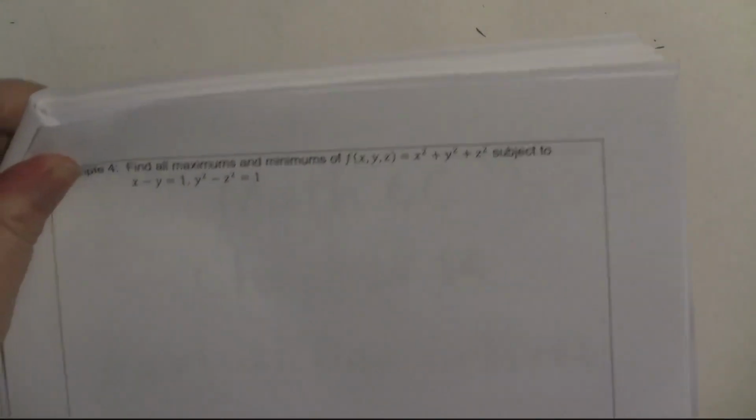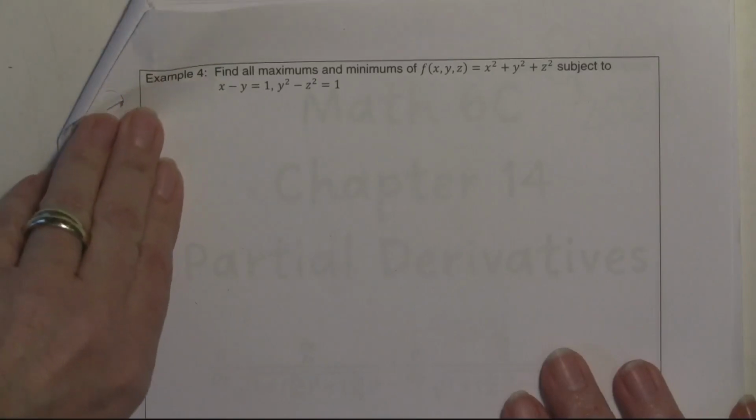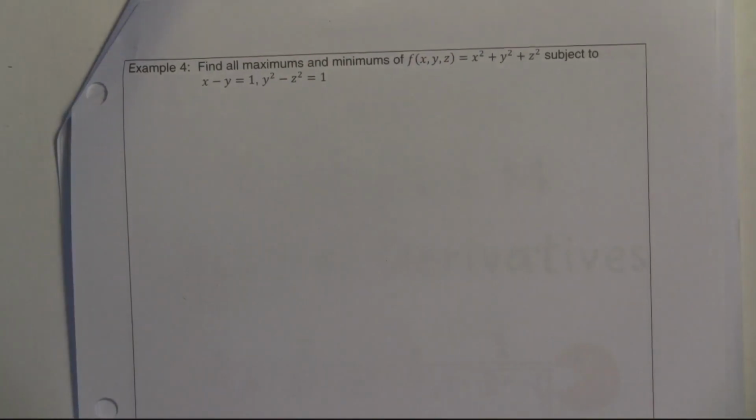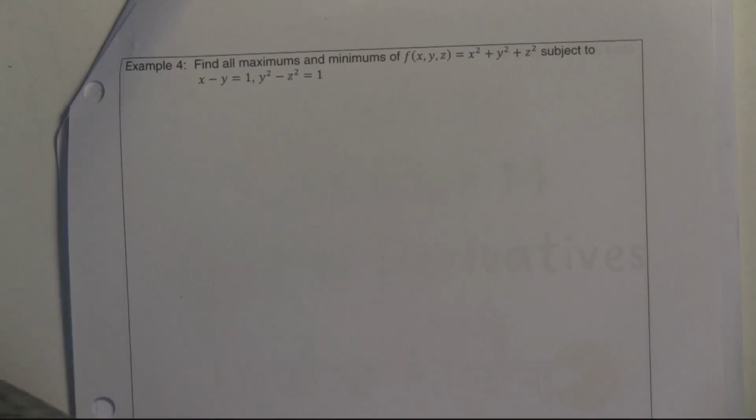Okay, here's another one to look at. It says find the max and the mins of, and then it has more, right? And subject to, and then it has more. Now, one thing that you can do when they have two constraint functions is that you can put them together, and that's a possibility.